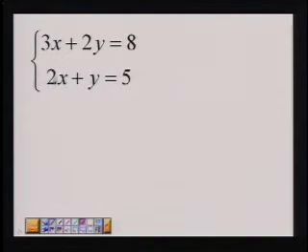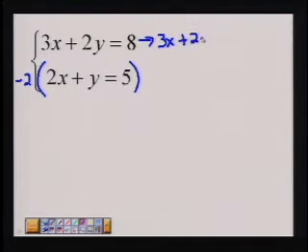The x's are 3 and 2. Those aren't anywhere close together, but in the y terms, I can easily turn this y by itself into a negative 2y with simple multiplication. So that's my strategy. All I can use is multiplication. So I'm going to multiply this whole second equation by negative 2. So my first equation is going to stay exactly as it is, 3x plus 2y equals 8.